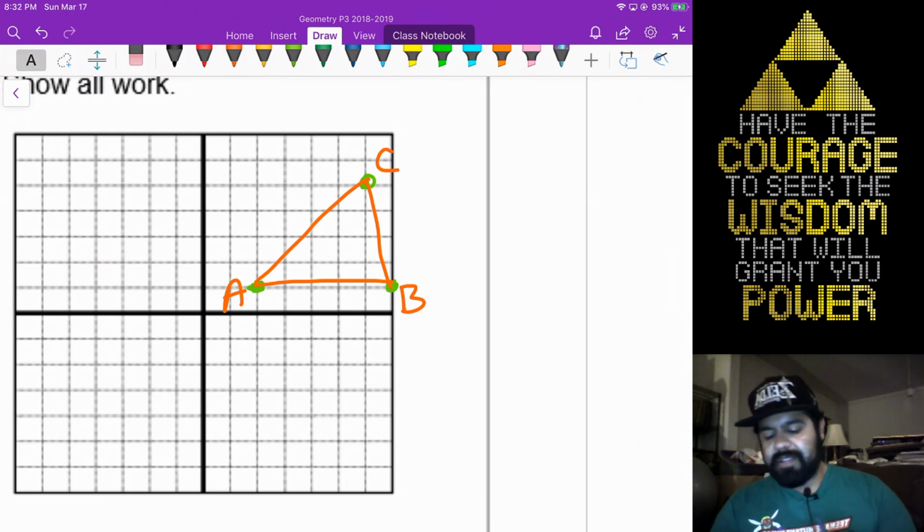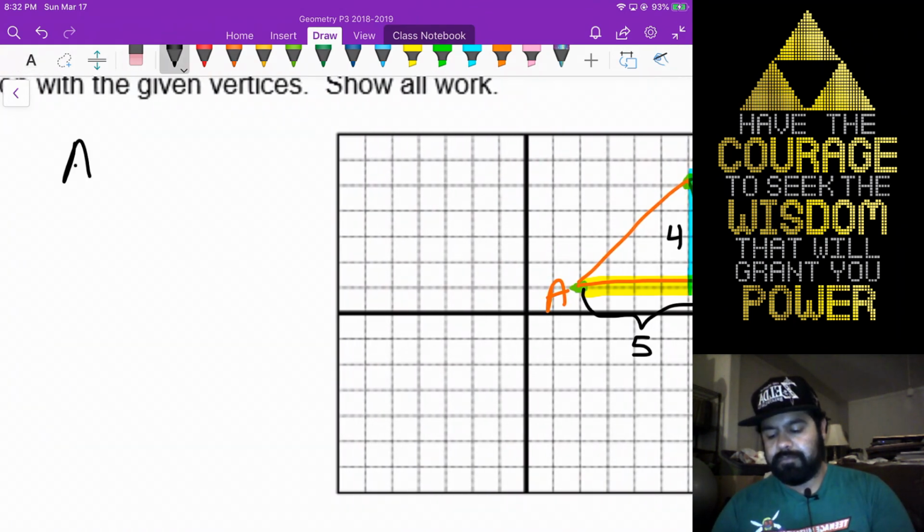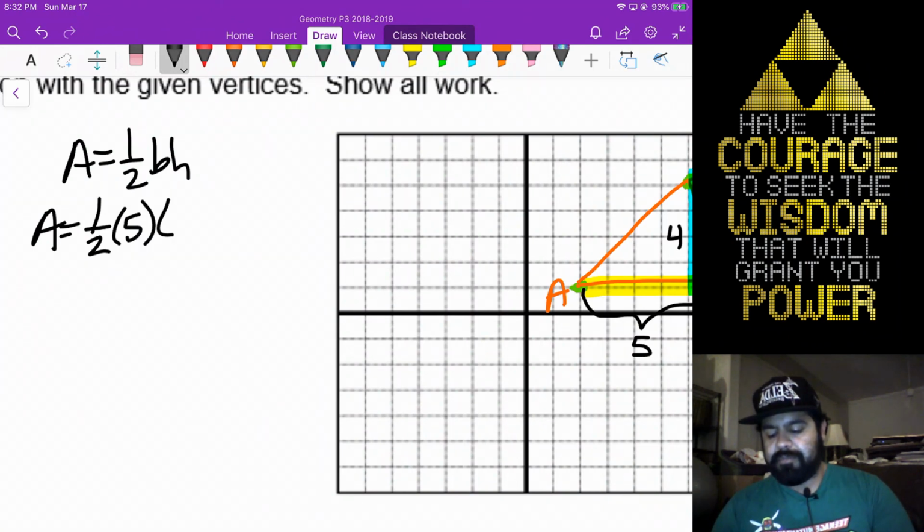All right. So then again, area equals, for a triangle, 1/2 base times height. There's my base. My height is going to be the distance going vertically straight up. So 1, 2, 3, 4, 5. And then for our height, 1, 2, 3, 4. So the area equals 1/2, 5 times 4. And then that's 10.